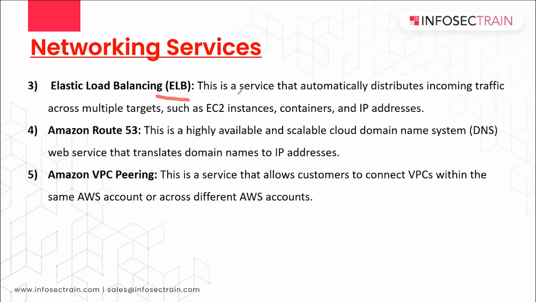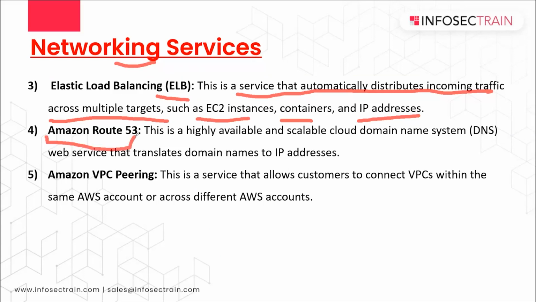Here it is written: this is a service that automatically distributes incoming traffic across multiple targets like EC2 instances, containers, and IP addresses. So it distributes your traffic. Then in the networking services, we have another one called Amazon Route 53. It's just your DNS.